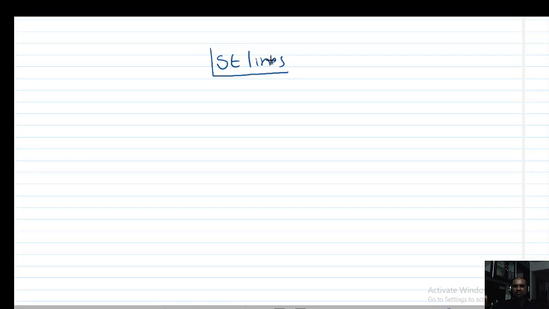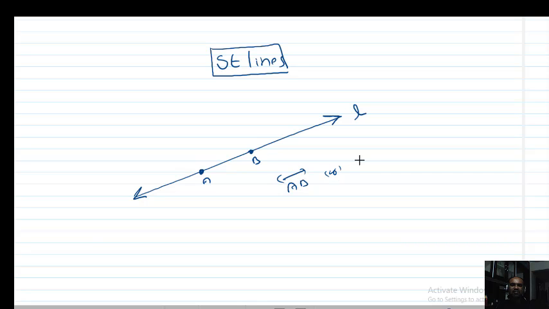Okay students, you know what is the definition of a straight line. The locus of a point on the plane which is moving in either direction indefinitely is called a straight line. This is a straight line L. To denote a straight line you need to take 2 points on the straight line, say A and B. I can say that is line AB or line BA, or simply the line L.